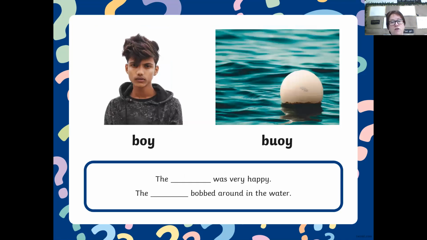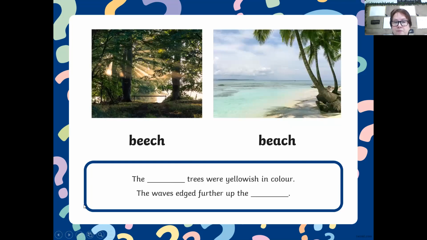And again, you might not have heard of this. We might have heard of the word boy, but you may not know the spelling of this type of buoy, which is a ball that you might see in the sea that fishermen will connect their fishing pots to, so they know where to collect them in the middle of the sea. So the boy was very happy and the other buoy bobbed around in the water.